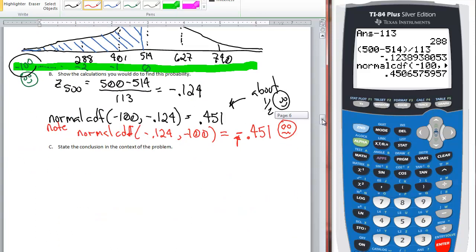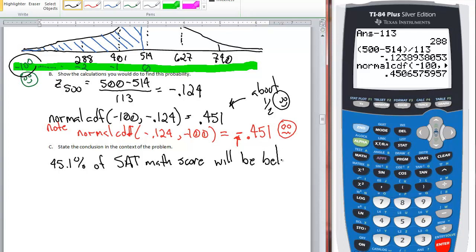And now last but certainly not least, we do want to state the conclusion of the problem in context. And so this means that 45.1% of SAT math scores will be below. Was it below or less than? I don't guess it matters as long as the grammar is correct. Will be below 500. Okay? And that makes us happy.